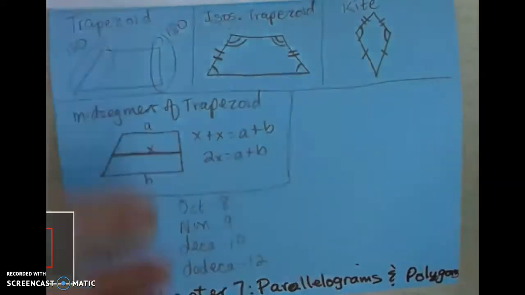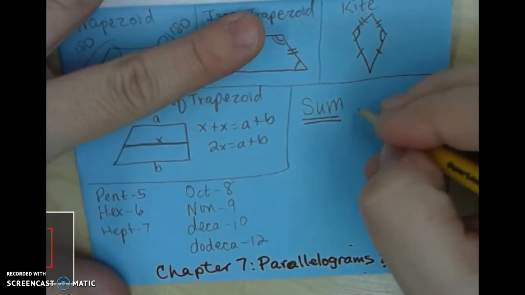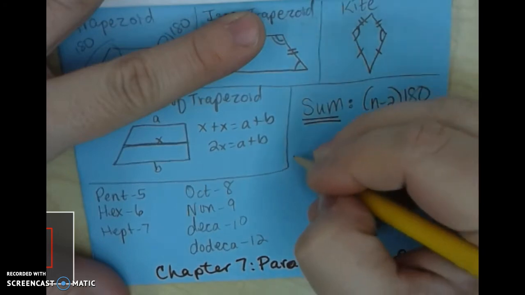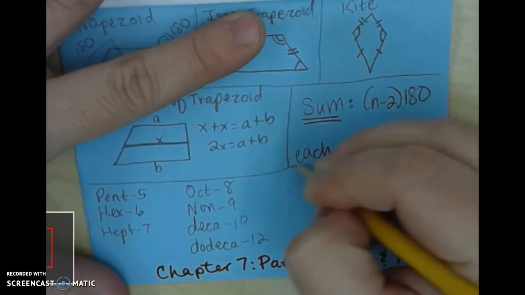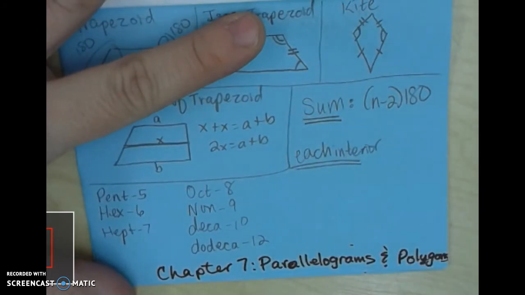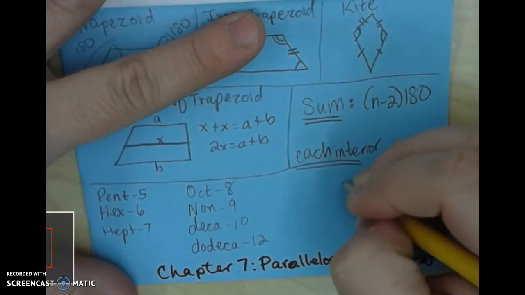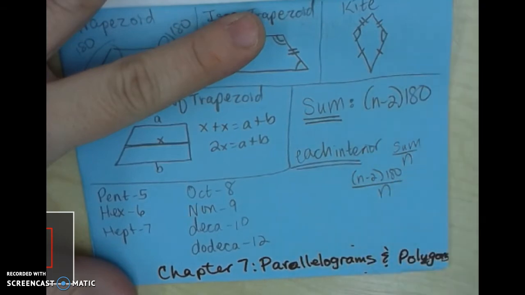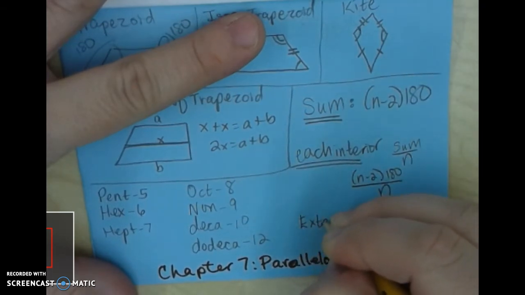And then when we had these, there were 3 things we did. We did the sum, and that's an important one. If you ever see sum, you do sum, which was n minus 2 times 180. We did each interior. So if you see something that says each interior, it's the sum divided by n. So it's n minus 2 times 180 divided by n. And then the last one we did was exterior.